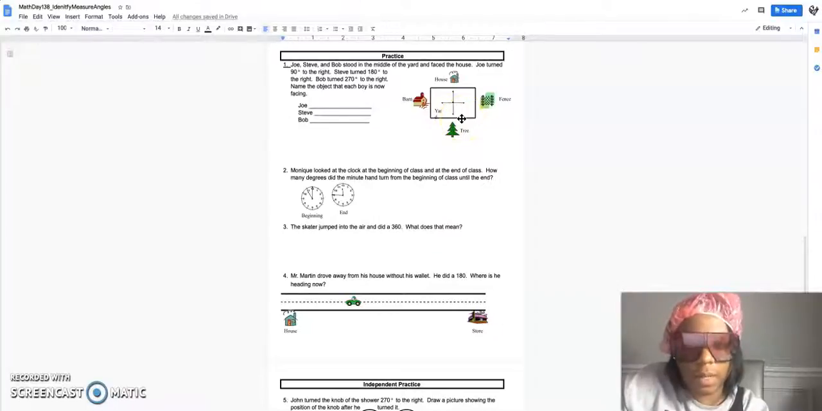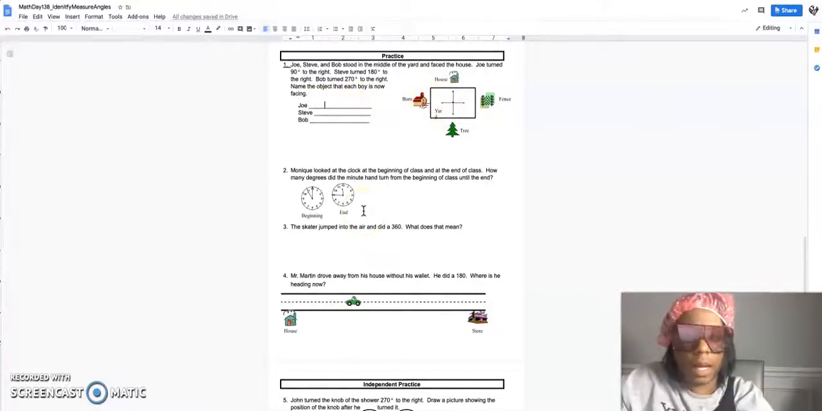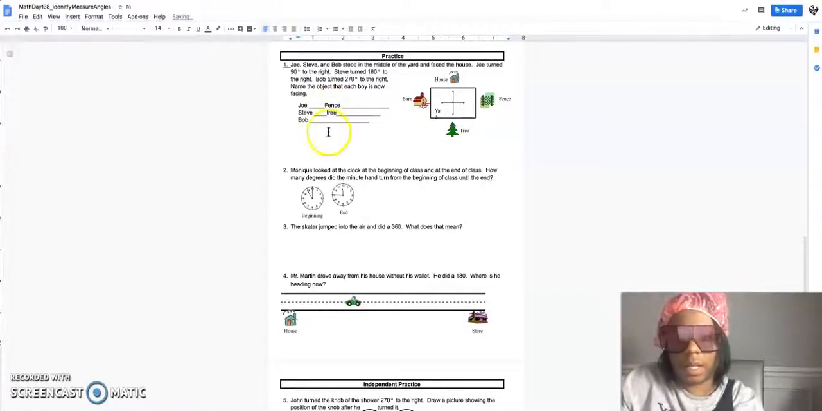that's right, the tree. Now, our next person says Bob turned 270 degrees. So we're going to start by facing the house and go all the way to 270. So Bob is facing the barn. So when we write it out on the line, Joe is facing the fence. Steve is facing the tree. And Bob is facing the barn.